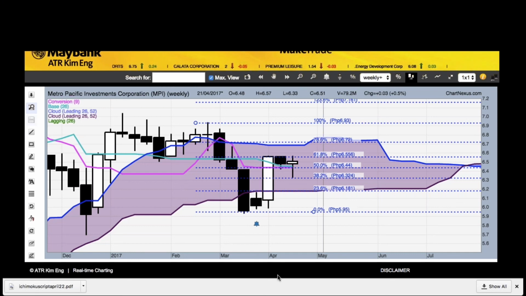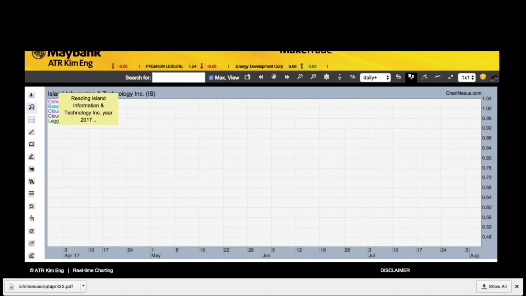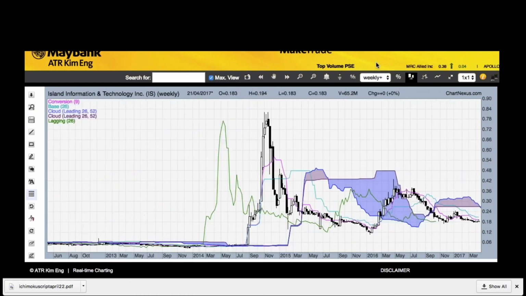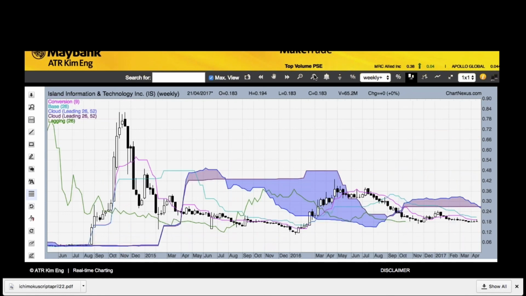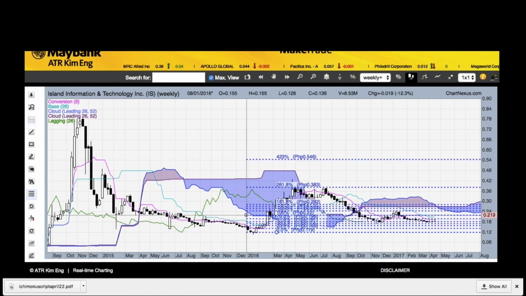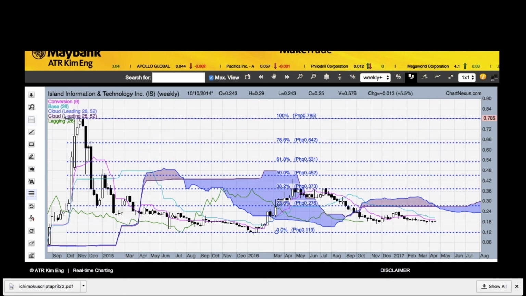Now let's look at the chart of IS. Now I would like to plot the Fibonacci levels for IS. This was the bottom where we find the hammer and then the long candlestick that followed. So we'll start the retracement from there and move it up to that high.